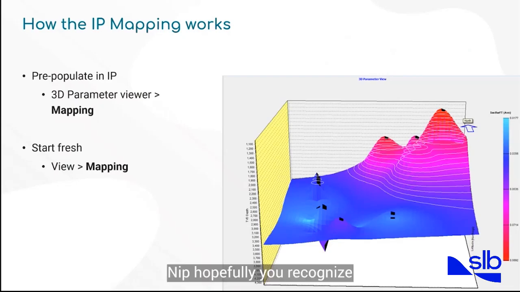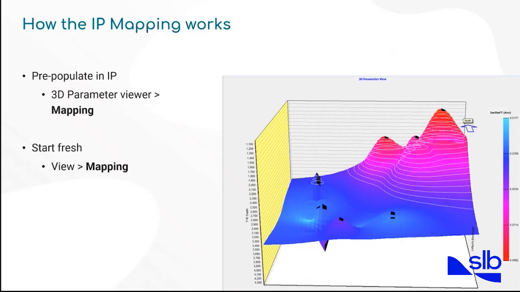In IP, hopefully you recognize, if you use the 3D parameter viewer, that picture on the right-hand side. There are 2 points here I want to make. There are 2 ways to get to the mapping from the IP interface. One is through the 3D parameter viewer, where you've already chosen the zones that you're interested in and the data that you want to be able to grid. And there's just a button in there that says mapping. And the other way is, if you don't really know yet what you want to map, but you want to map lots of things, you can go straight into the mapping from the view menu. And again, in the demo, I'll show you this.